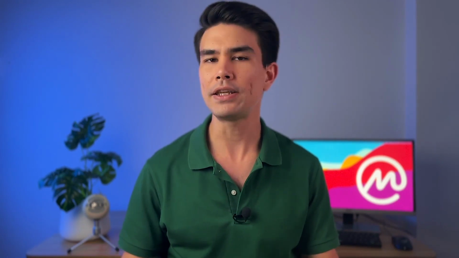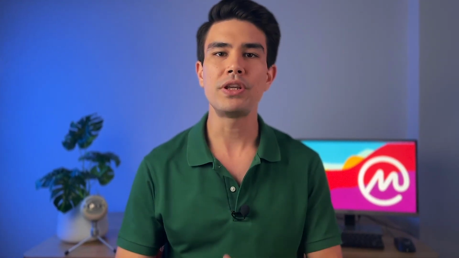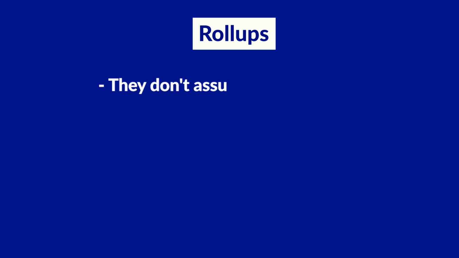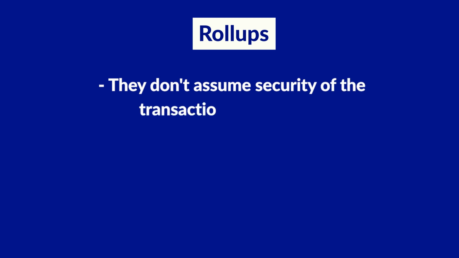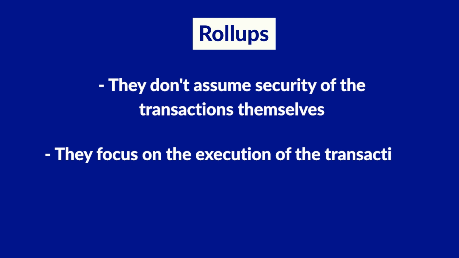In the case of modular blockchains, the L1 is not the only place where transactions are being executed. In fact, transactions are split between the L1 and rollups. Rollups are a complementary execution layer for the L1. They function with the assumption that they cannot change the underlying infrastructure of the first layer, i.e., they do not assume any security of the transactions themselves. Instead, they just focus on the execution of these transactions.